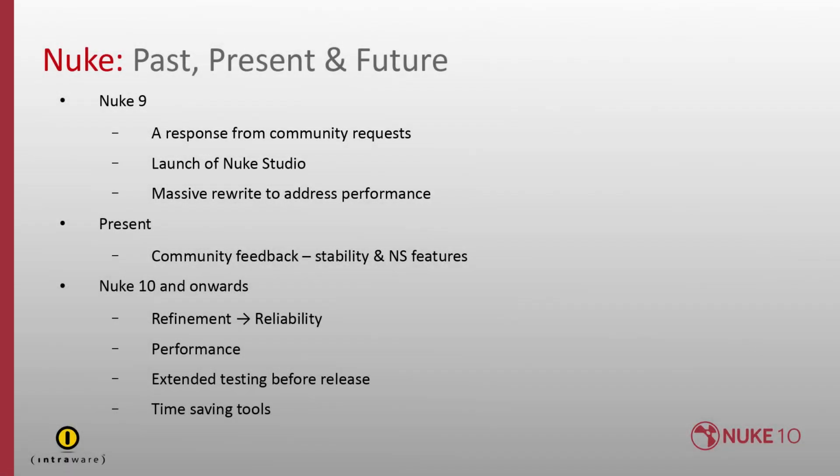The previous version of Nuke, Nuke 9, was a response from the community asking for further reliability and stability. The response from the Foundry was to rewrite a number of core areas under the hood to address these performance issues. In addition to this, Nuke Studio was launched, allowing a single software package to manage a variety of tasks from compositing, managing compositing in a timeline level, editing, conforming, and finishing.